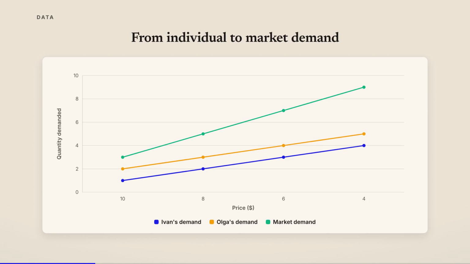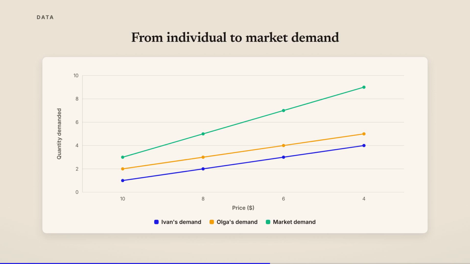Here's a case study to make it concrete. Consider the smartphone market. Apple and Samsung are two of the biggest players. Each company faces its own demand curve. At a given price, some number of people will buy an iPhone, and some number will buy a Galaxy phone. But the total market demand for smartphones is the combination of everyone's individual demand, including customers who buy from smaller brands like Google or OnePlus.